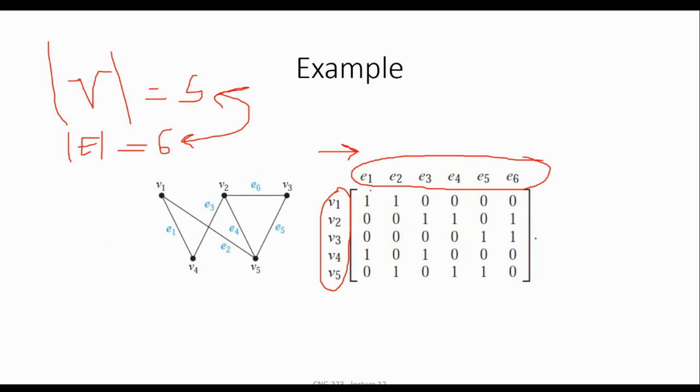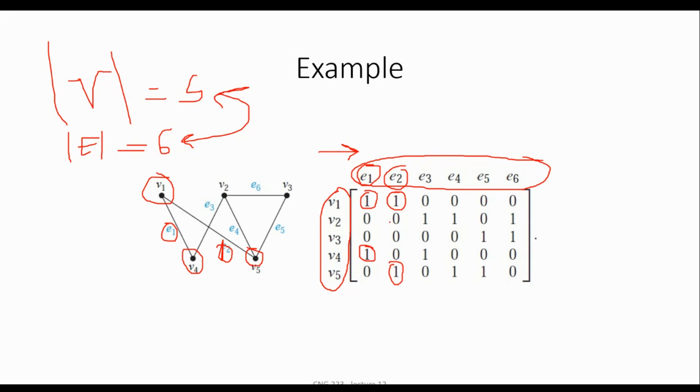So what does it mean? For example, I have one here, another one here. It means that V1 and V4 are connected by E1. Is it true? Yes. V1 and V4 are connected through E1. So you see, for all of them, this is the same case. V1 and V5 are connected through E2. Yes, this is true.